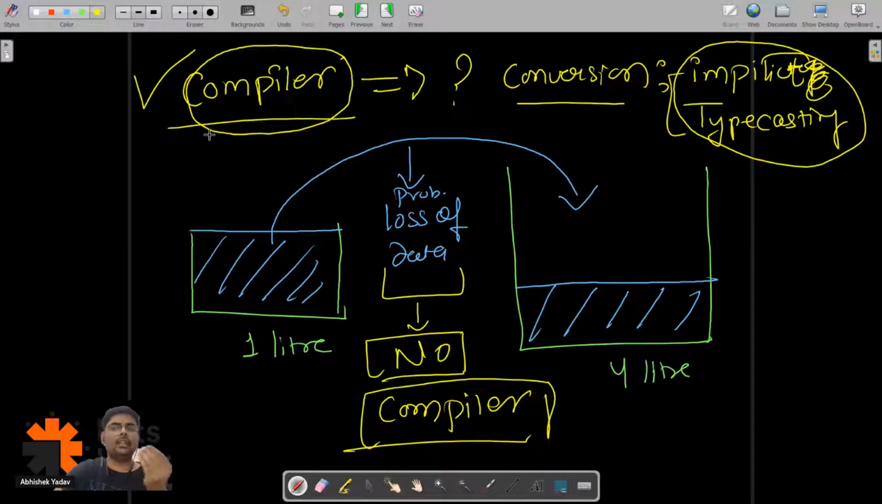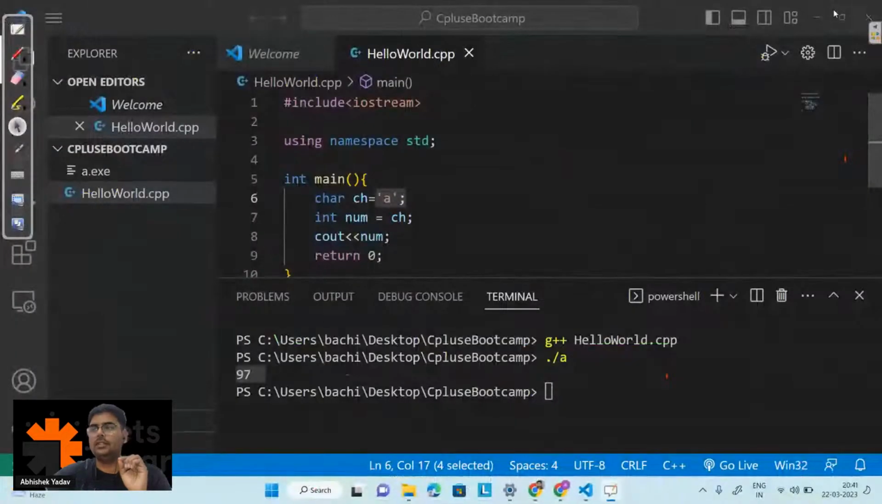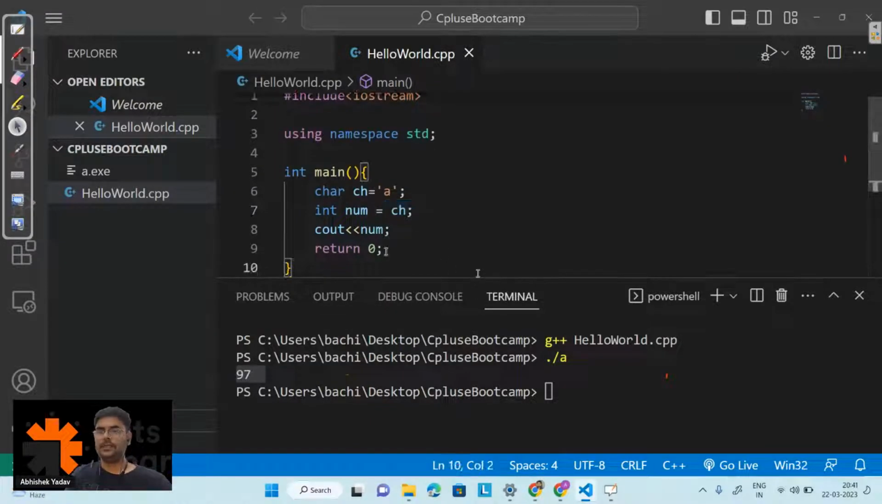When you are transferring the data from a smaller data type to a larger data type, this kind of conversion happens. Here also, if you see in the code, we are transferring the data from a smaller data type to a larger data type, right? So that's why this kind of conversion is happening behind the scene. Is everyone clear? Yes or no? Please write in the chat if it is clear till this point.